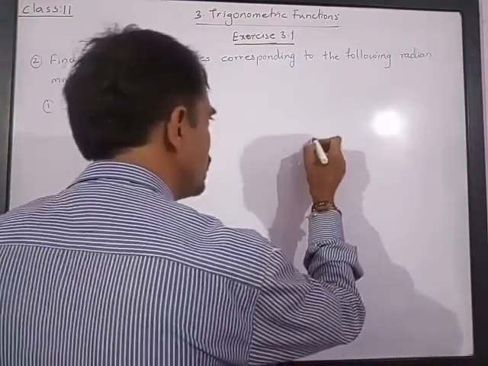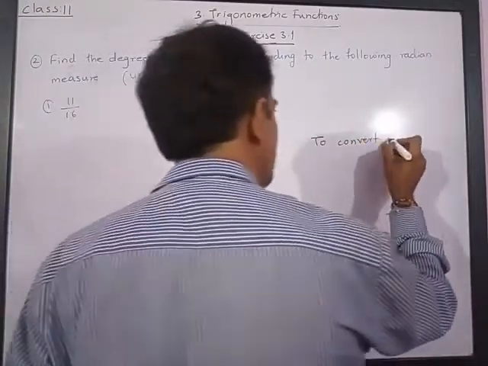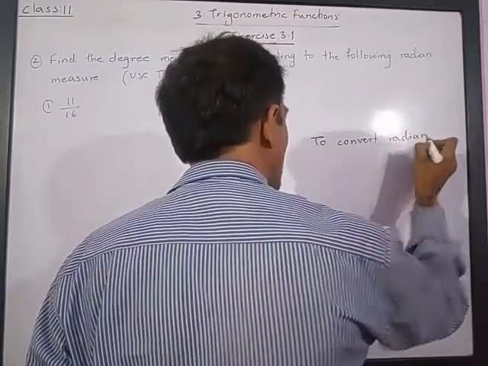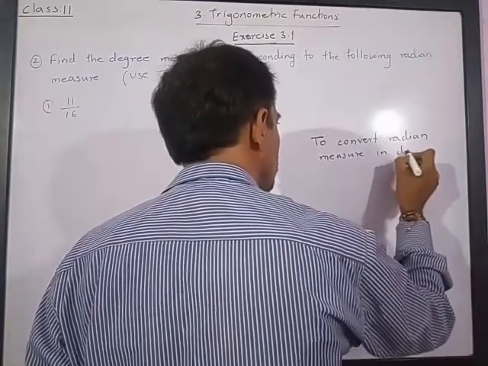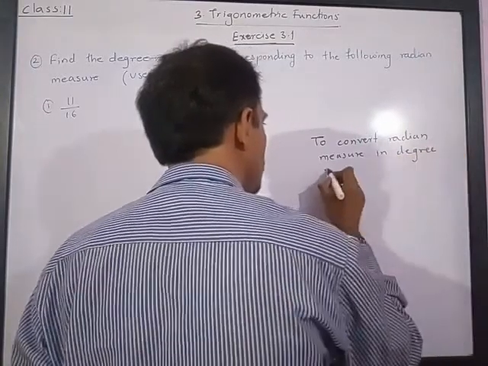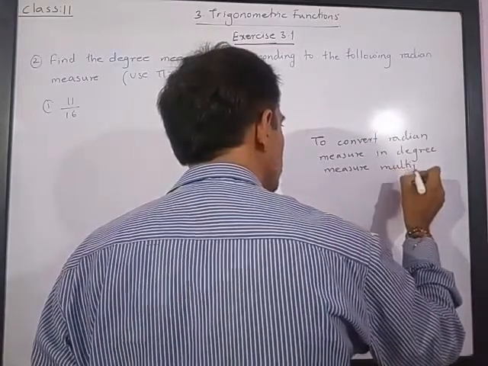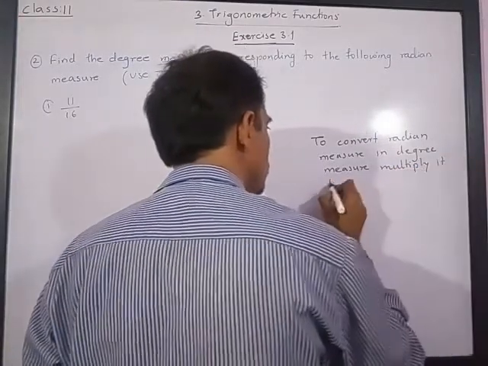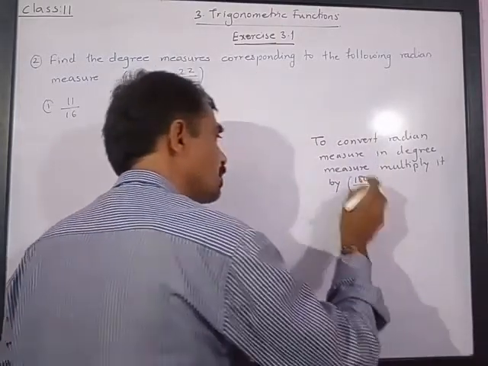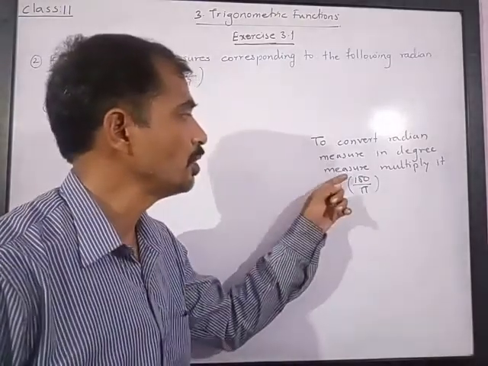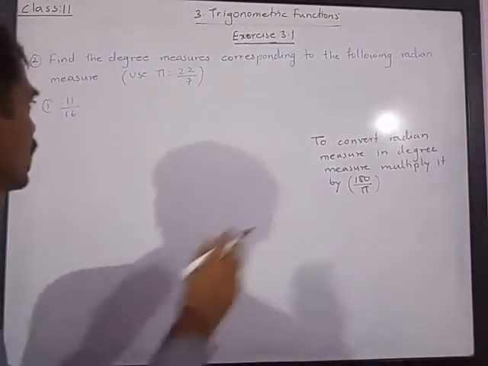So the rule is to convert radian measure in degree measure, multiply it by 180 upon pi. Same number written in the opposite way. That is, the numerator is written at the denominator and the denominator is written at the numerator. So let us see the first example.